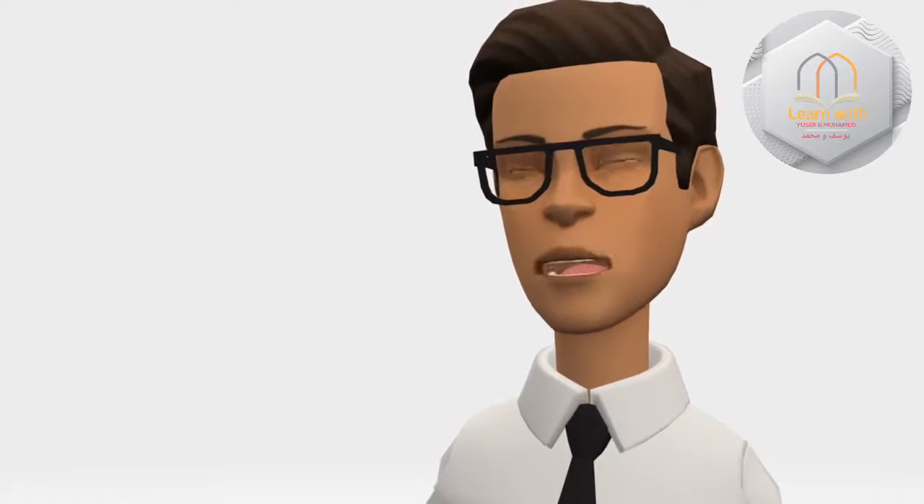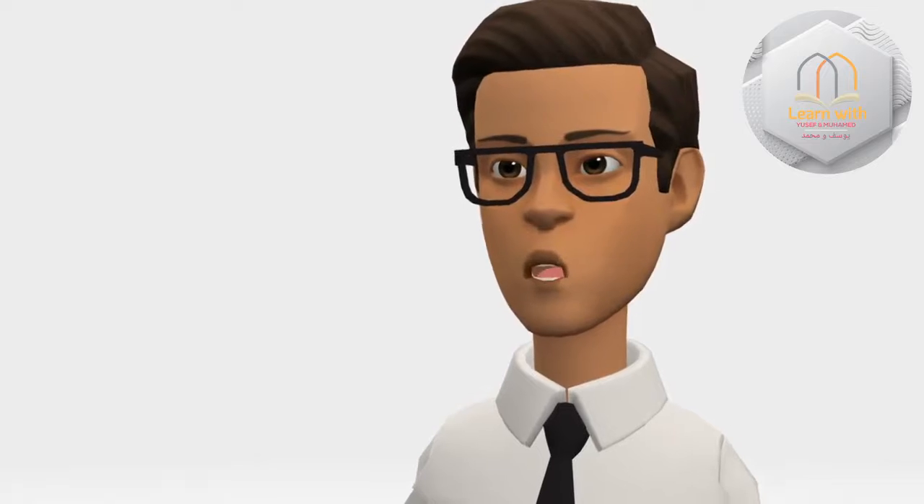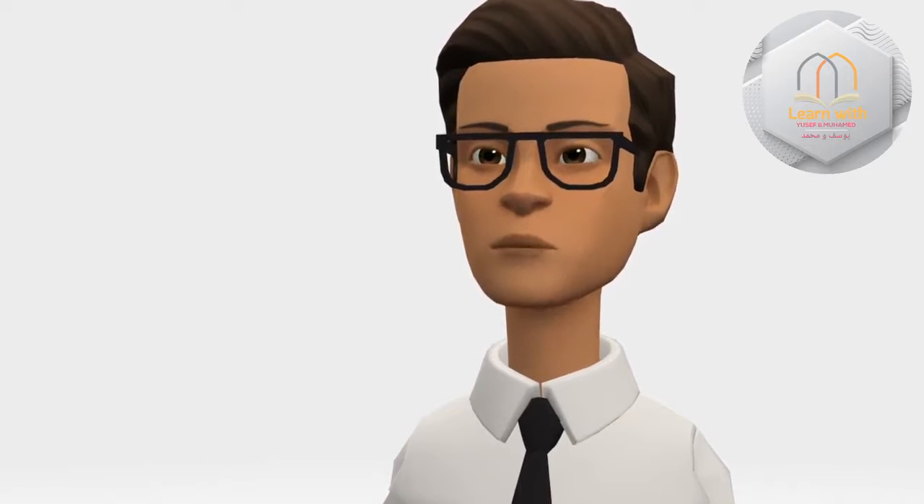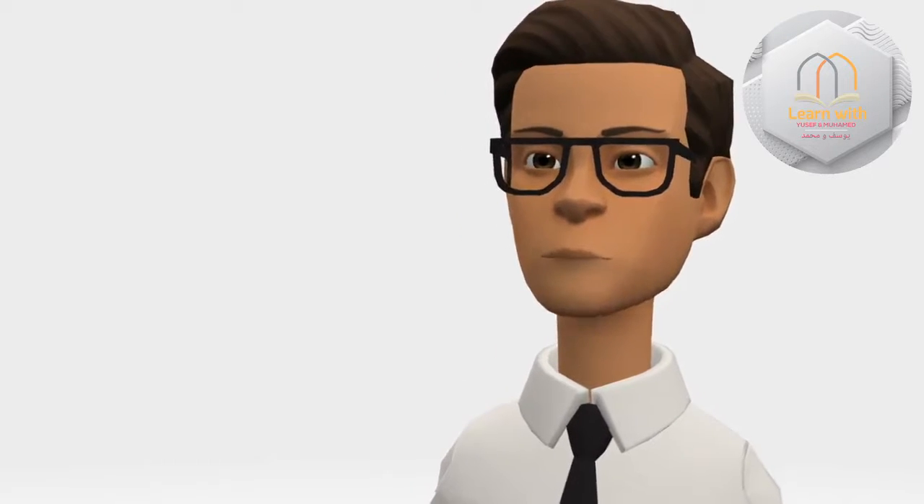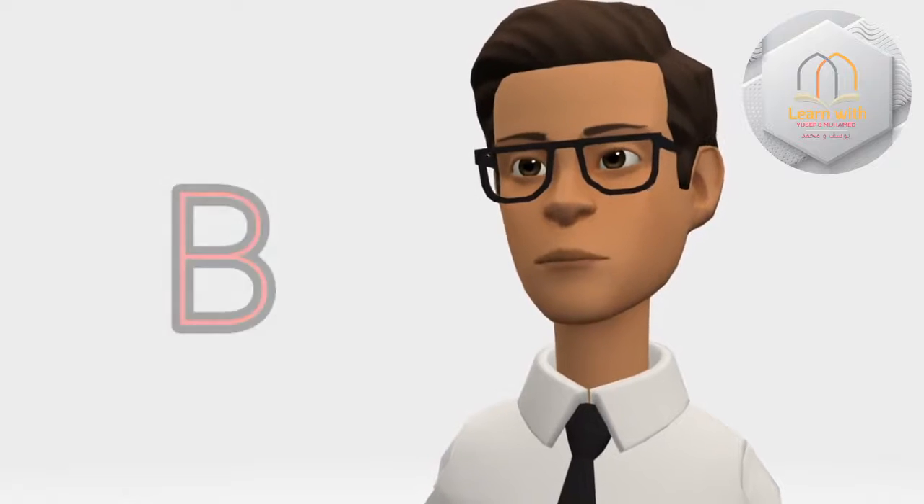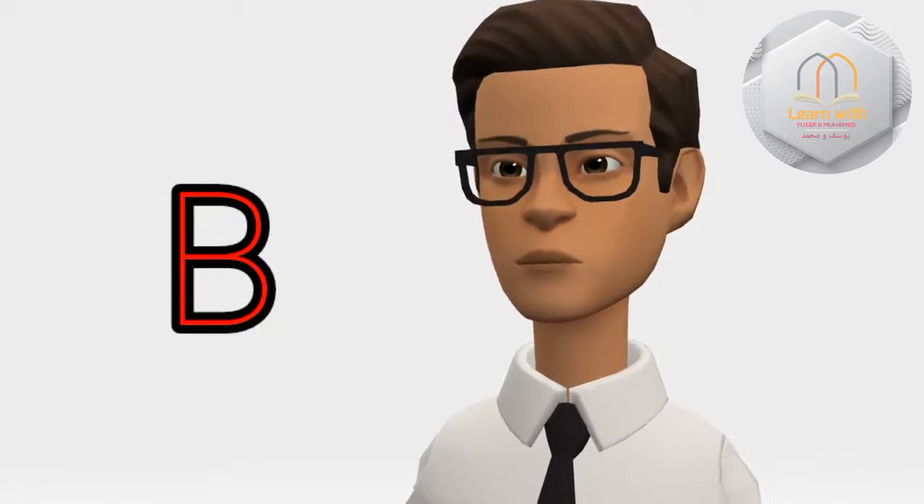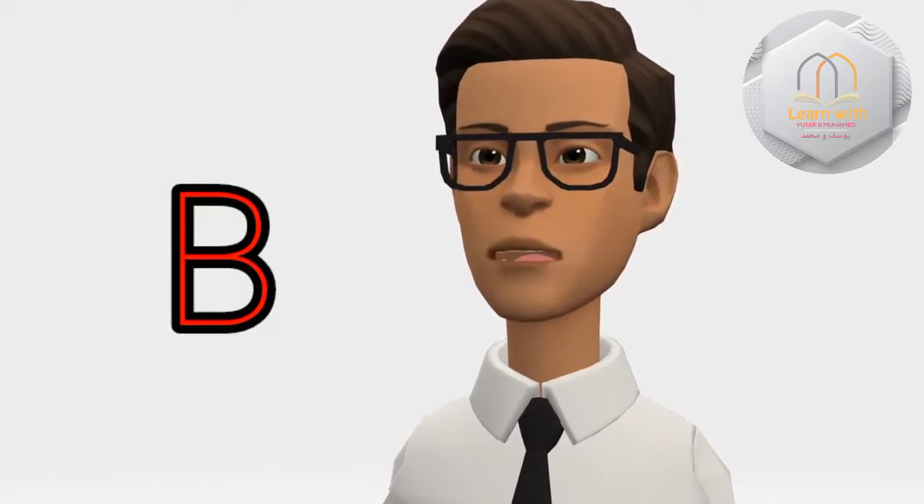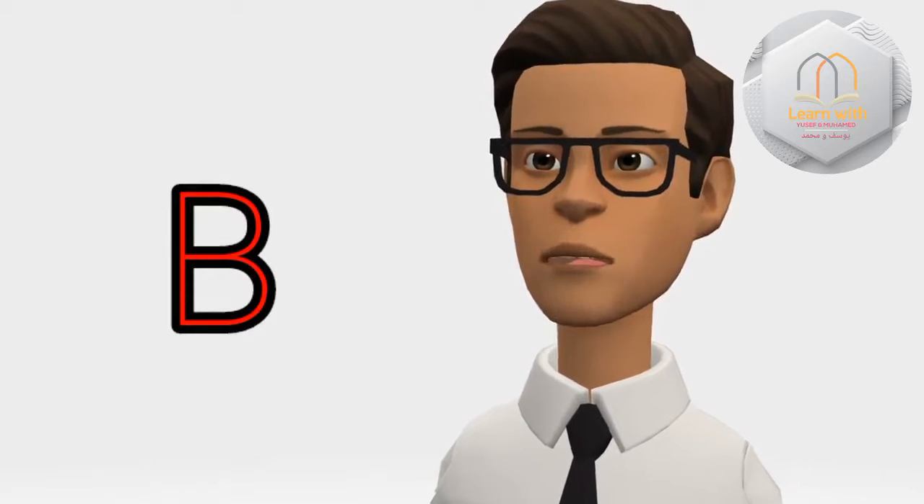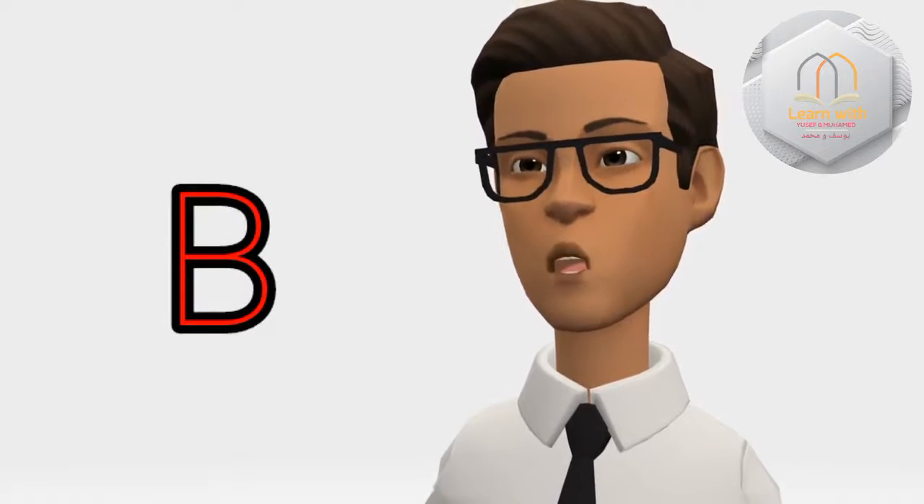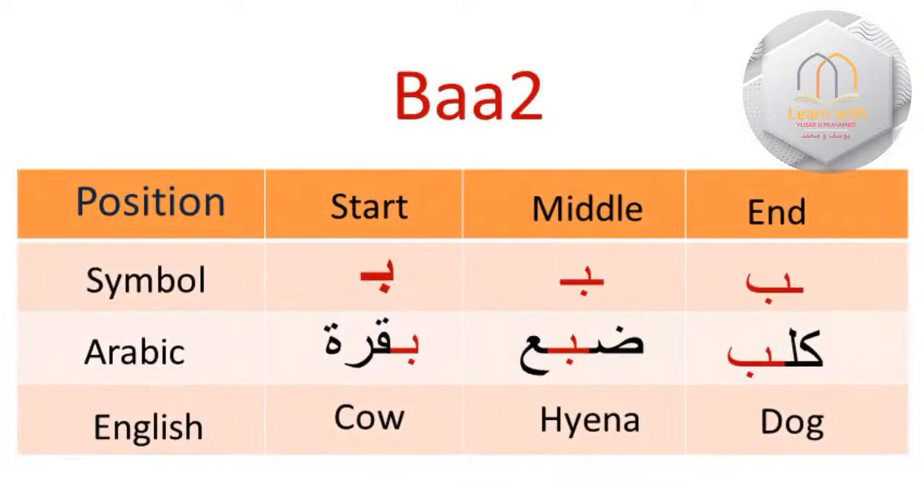The letter ba is easy, so we won't take a long time with it. It is pronounced like the English B. In the following examples, we'll learn about the form of ba in different positions in the word. Here are the forms of ba in different positions of the word.